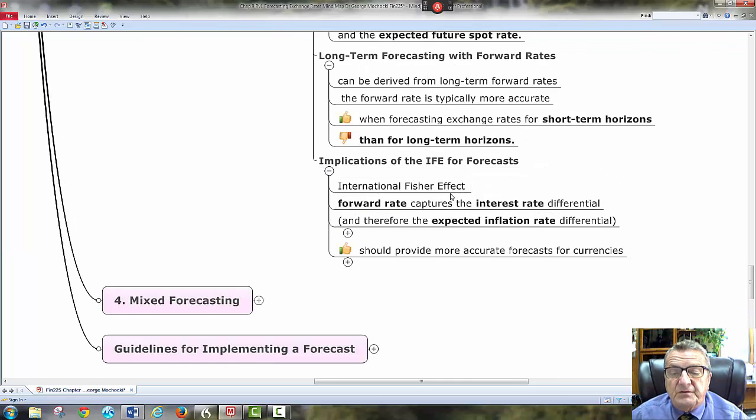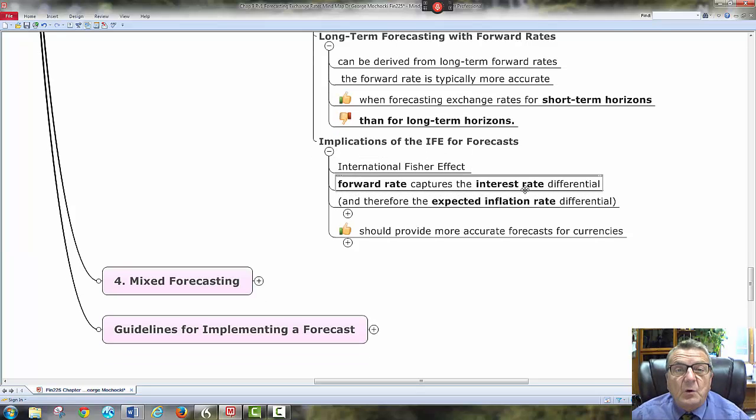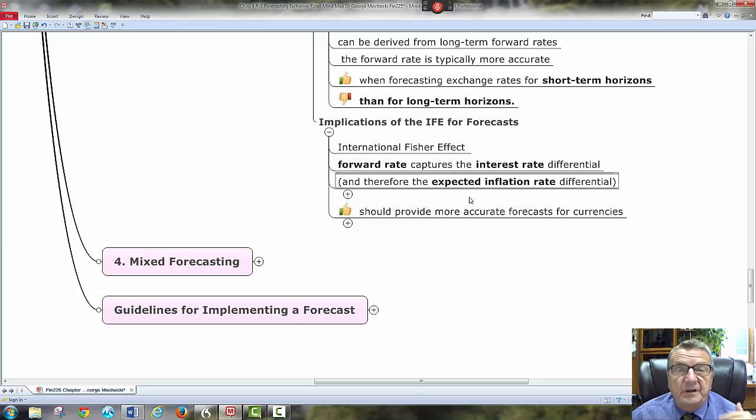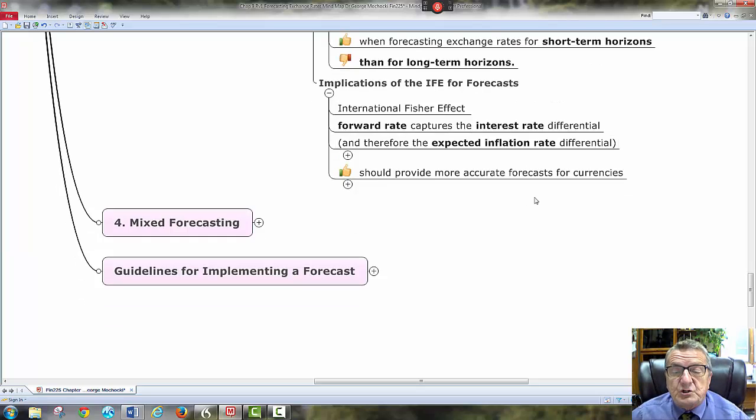Okay, implementation of the International Fisher Effect forecast. The International Fisher Effect is looking at interest rates. Remember, PPP is always looking at inflation. The two, you have to know the difference. How much is the dollar worth now? Inflation: what I could buy for a dollar now. Okay, so with the International Fisher Effect, the forward rate captures the interest rate differential and therefore the expected inflation rate differential. It should provide a more accurate forecast for currency.